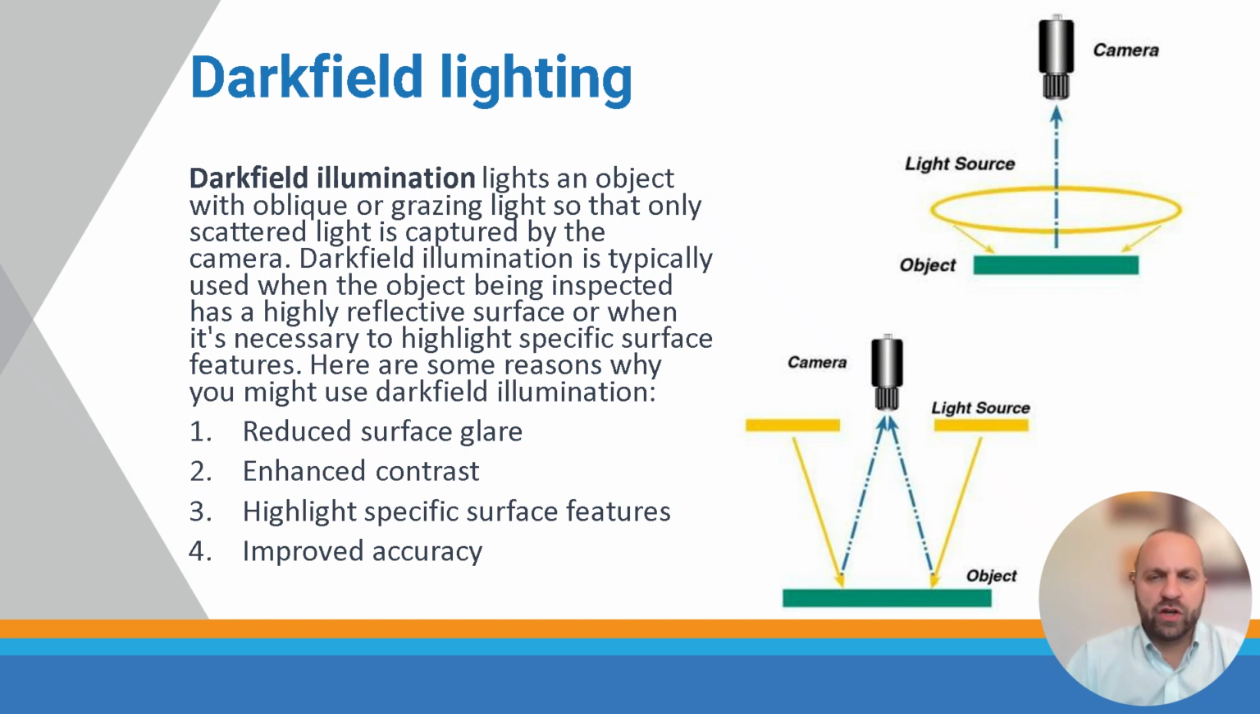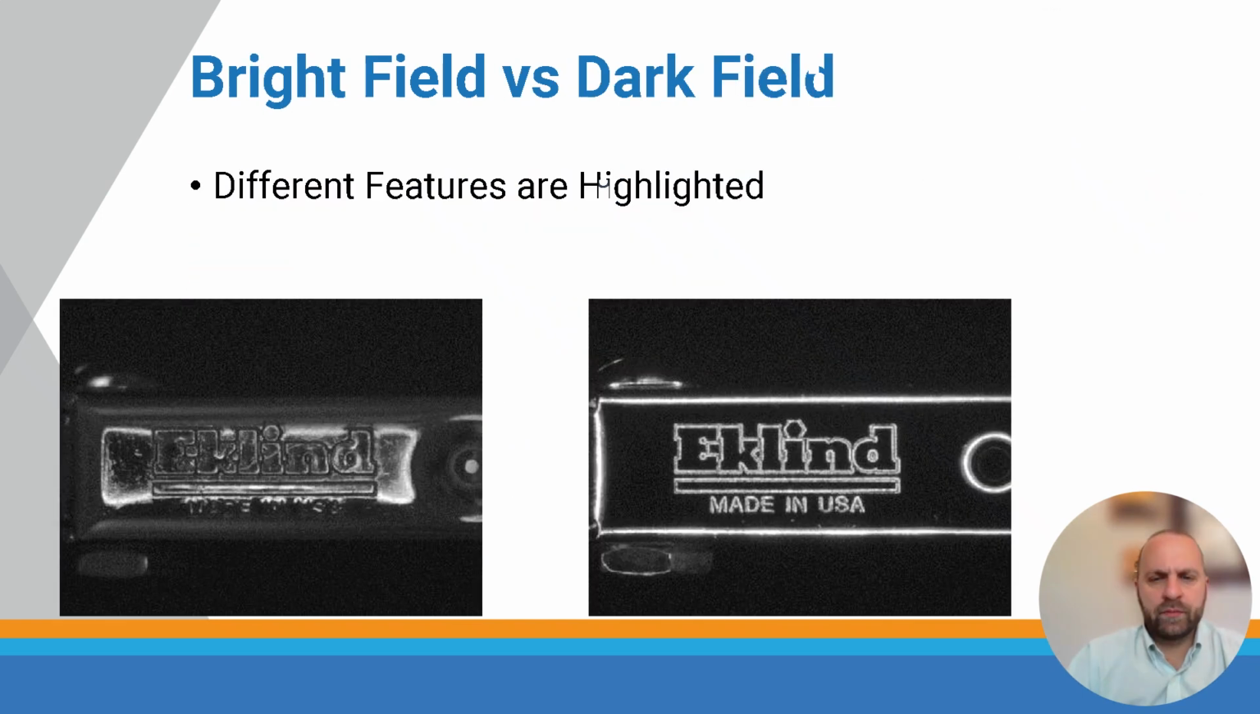So when you use this dark field, very oblique angle type lighting, you can get reduced surface glare, get enhanced contrast, and you can highlight specific surface features that may not be visible when you're using just bright field illumination.